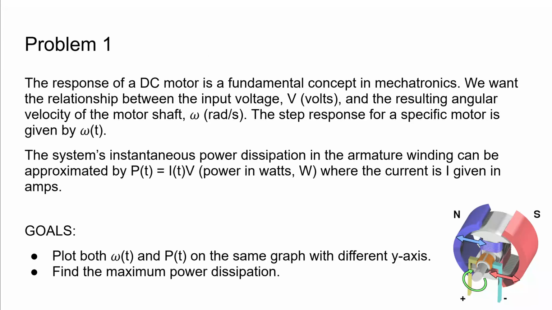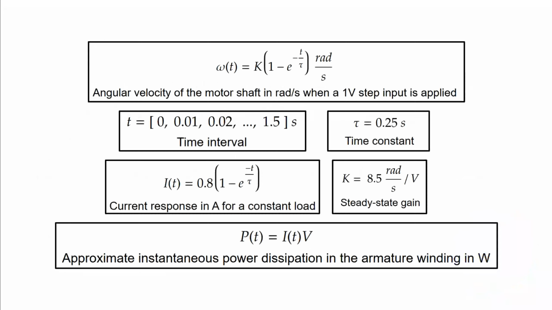So, problem one, this is about a DC motor, which is fundamental in mechatronics. We want the relationship between the input voltage, V for volts, and the resulting angular velocity of the motor shaft, which is given as omega in radians per second. And the step response for a specific motor is given by omega of t, so that is when 1 volt is applied. The system's instantaneous power dissipation in the armature winding can be given by P of t is I of t times V, so that's going to be the power in watts, W, and the current is I in amps. So the two goals for this problem: plot the omega of t and P of t on the same graph with different y-axes, and find the max power dissipation.